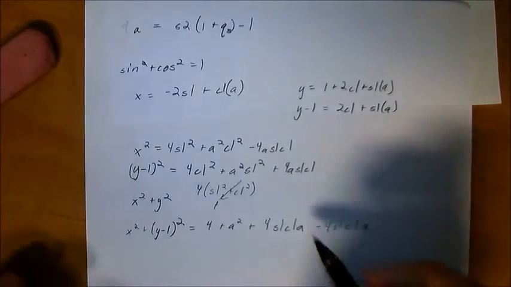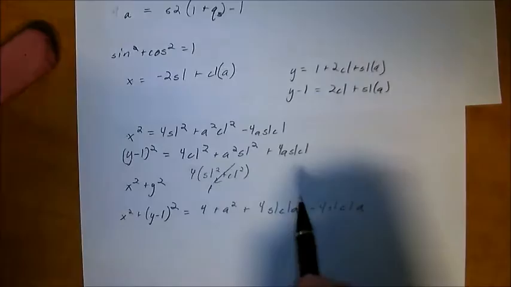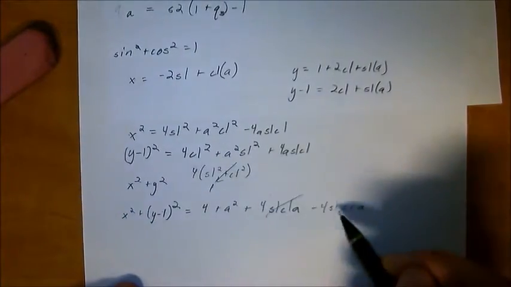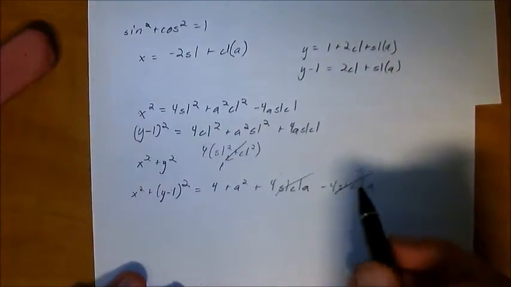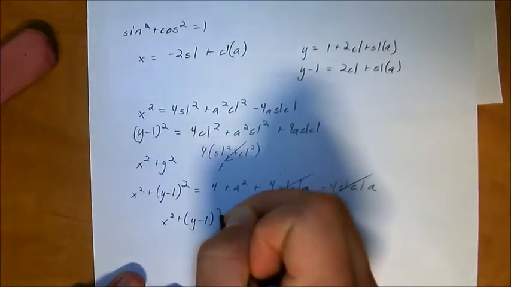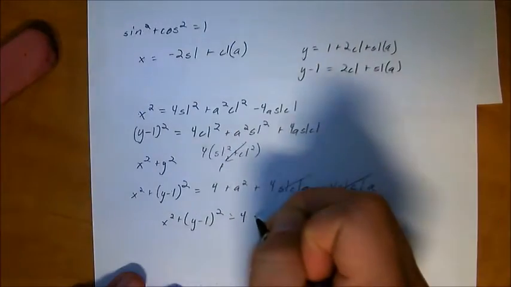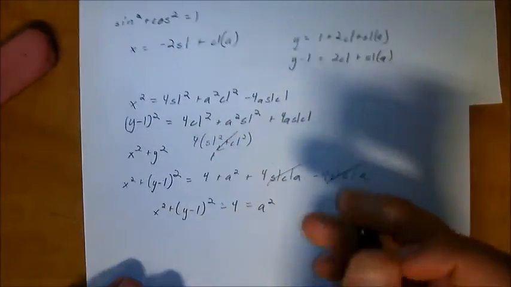So we actually just got rid of a whole bunch of nasty trig functions that we don't really need. And then these actually cancel themselves out, quick and easy. So we've got x squared plus y minus 1 squared, and we'll move the 4 over to the other side, is equal to a squared.